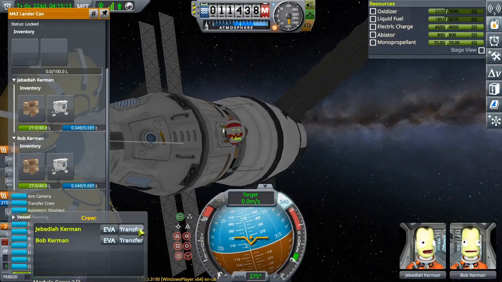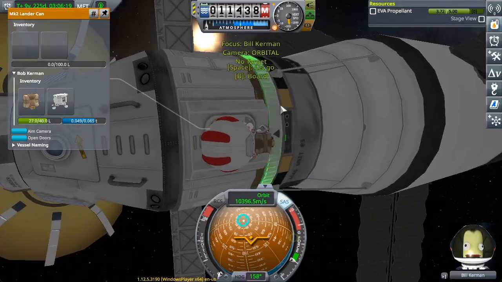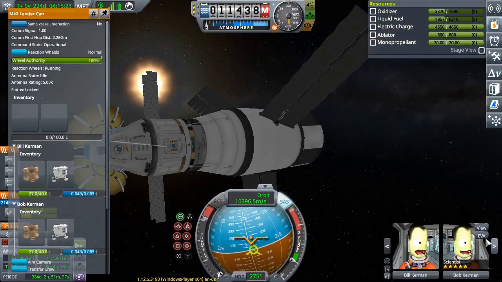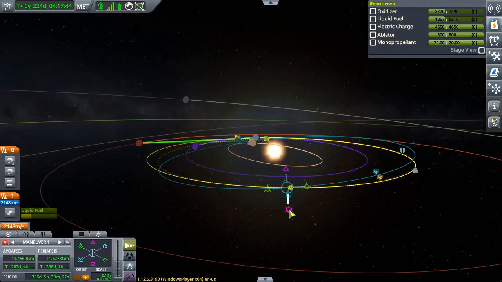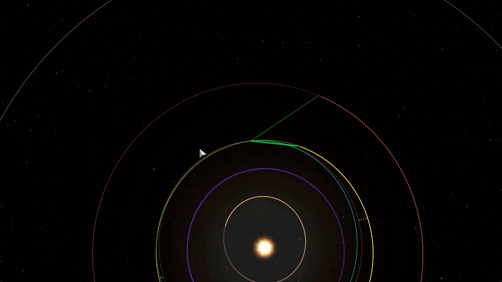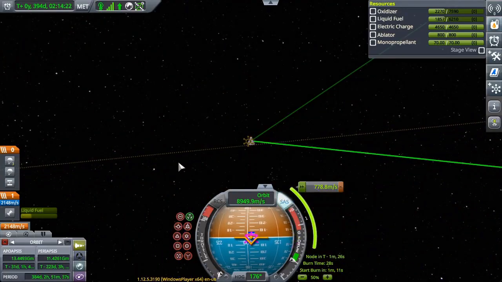Okay, I'm gonna transfer Jebediah to this command module. Then I'm gonna go here. Boom! Bill Kerman, Bob Kerman, and Jebediah Kerman are reunited. Okay, and then there. Okay, now I just need to time warp. Alright. Here we are.